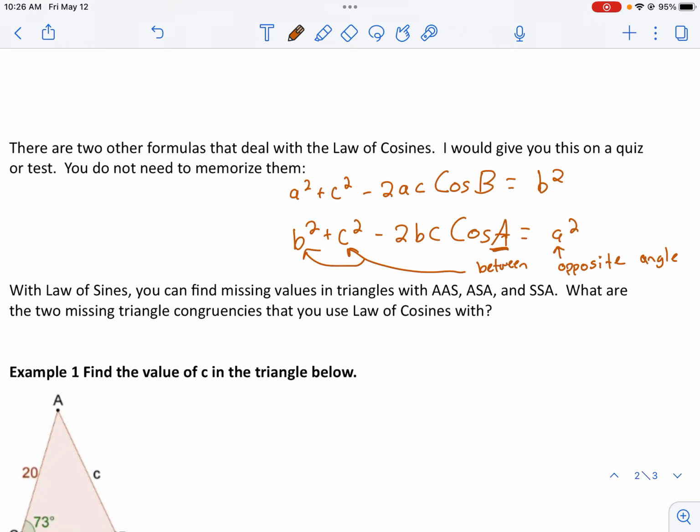With law of sines, you can find missing values in triangles with angle, angle, side, angle, side, angle, and side, side, angle. In yesterday's video, I accidentally erased angle, side, angle because I wasn't thinking. But in the homework, you saw some examples of angle, side, angle with law of sines. So there's two of these triangle congruencies that are missing, and one of them is side, angle, side, and the other one is side, side, side. So if you have those, then you would be able to use law of cosines.